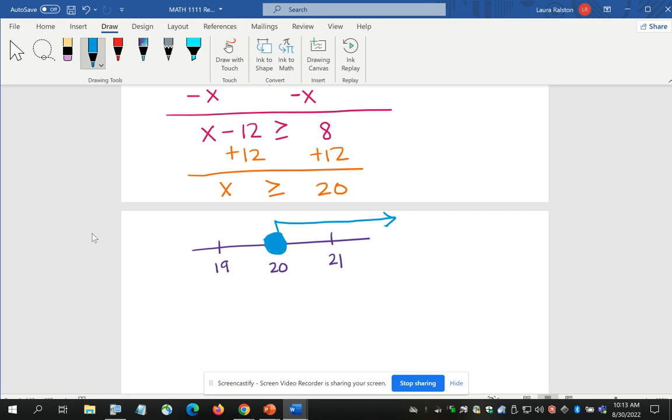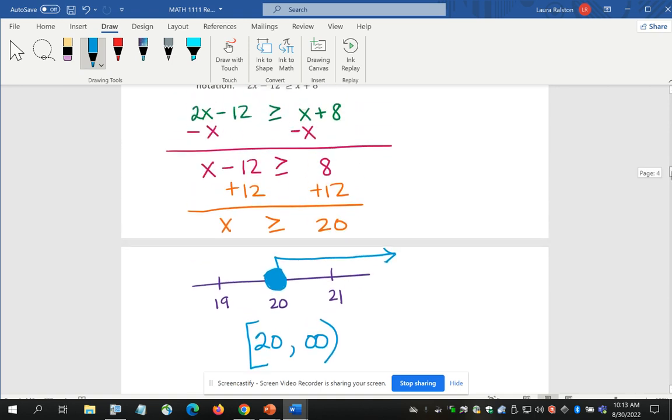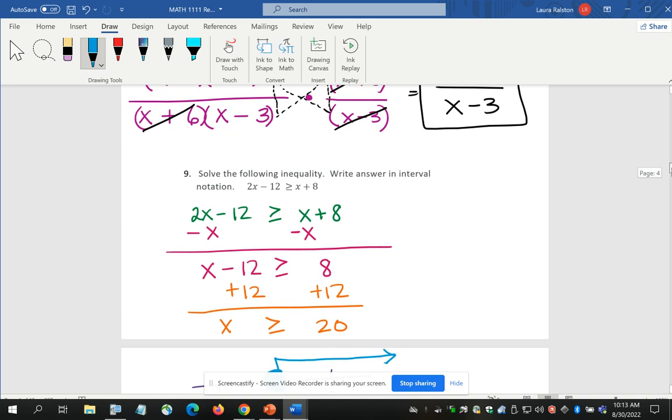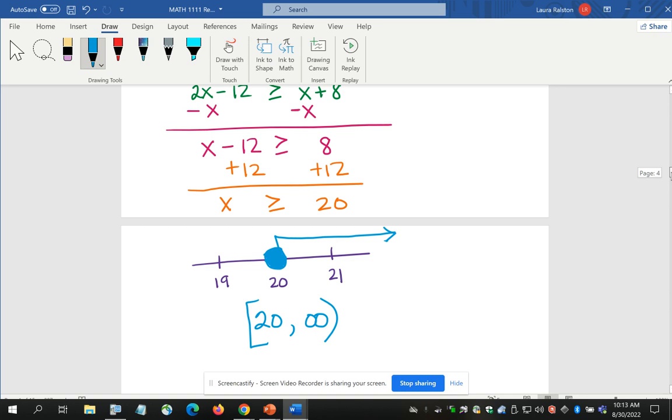So as an interval, we're going to start at 20 and we keep going to forever, which is infinity. Since we can use 20, we use a square bracket and we put a parenthesis at infinity every time, all the time. Infinity always gets a parenthesis. So your answer, for 2x minus 12 greater than or equal to x plus 8, is you can choose any number equal to or greater than 20.